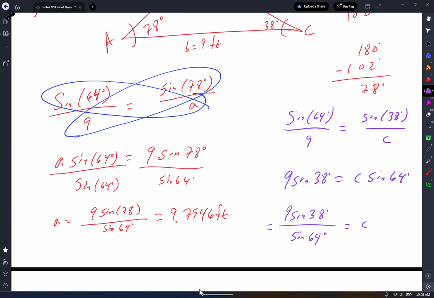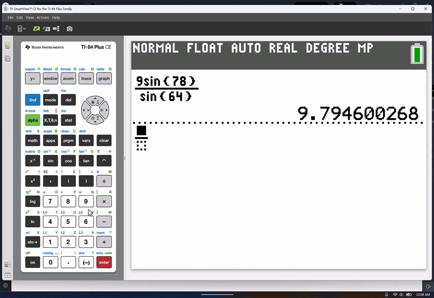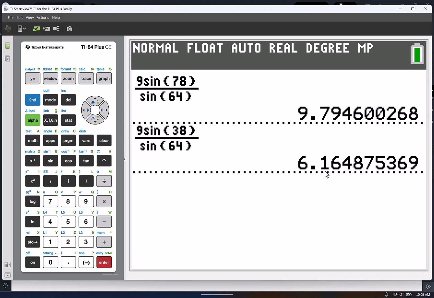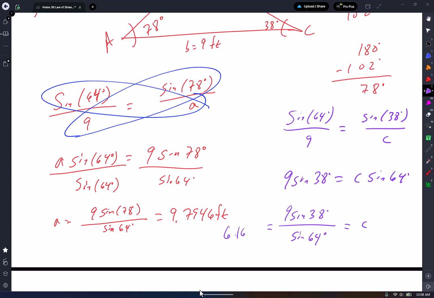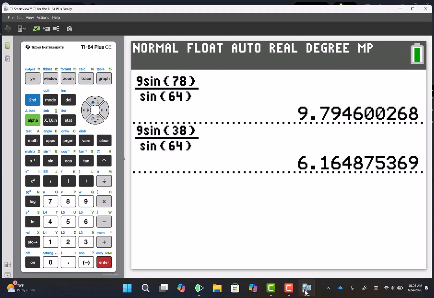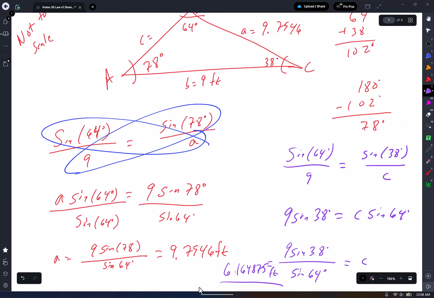Let's see what that is. 9 sine 38 over sine 64. Alpha y equals, enter, 9 sine 38 divided by sine 64. 6.164875. And I need units. There it is, guys. How do we feel? Okay.